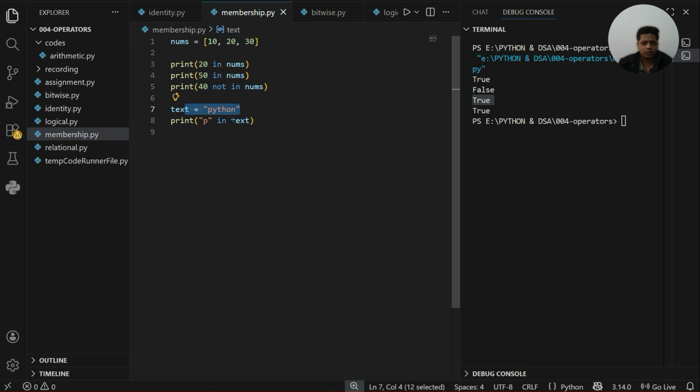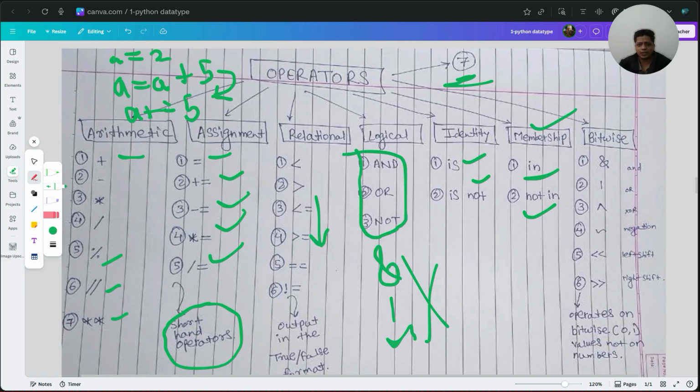Now text equals Python. Print P in text. Is P present in this text? Yes, P is present. So it will show true. In this way, the membership operator is completed.